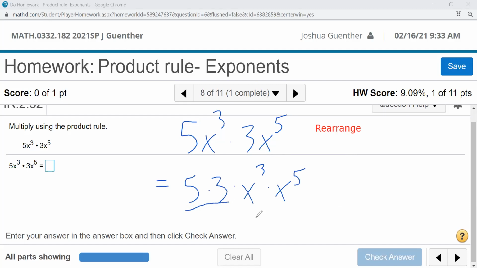Now 5 times 3 is just 15. But x to the third times x to the fifth, I'm multiplying together two things that have the same base. So they're going to share that base of x, and I'm going to add their exponents together, 3 plus 5. And you're going to end up with 15x to the 8th power.